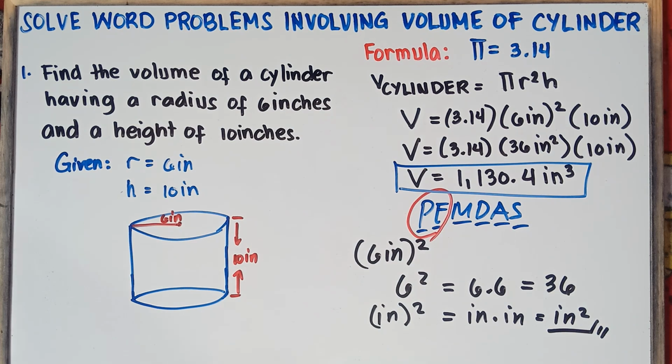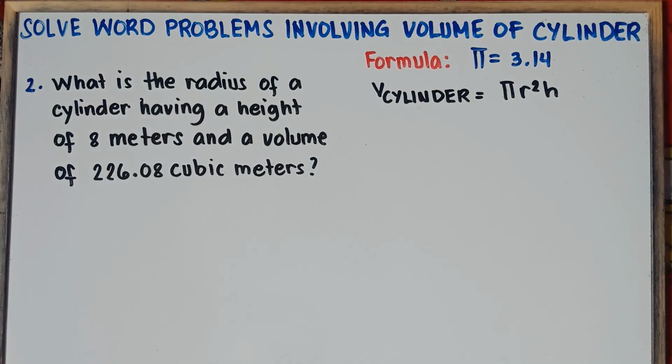Alright, so let's have another example class. Example number 2. What is the radius of a cylinder having a height of 8 meters and a volume of 226.08 cubic meters?